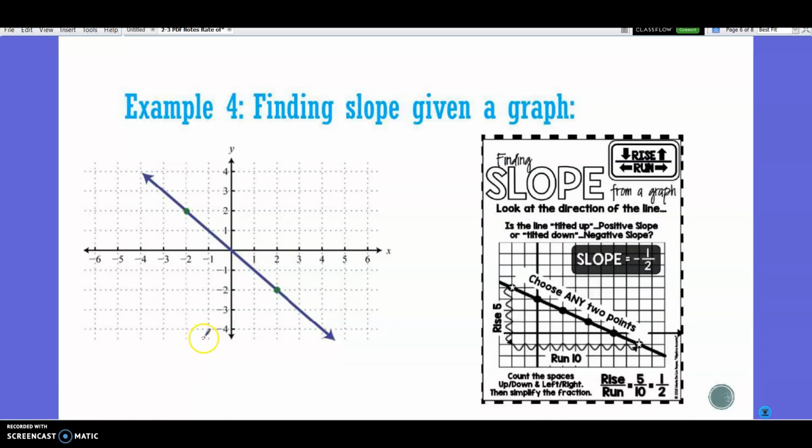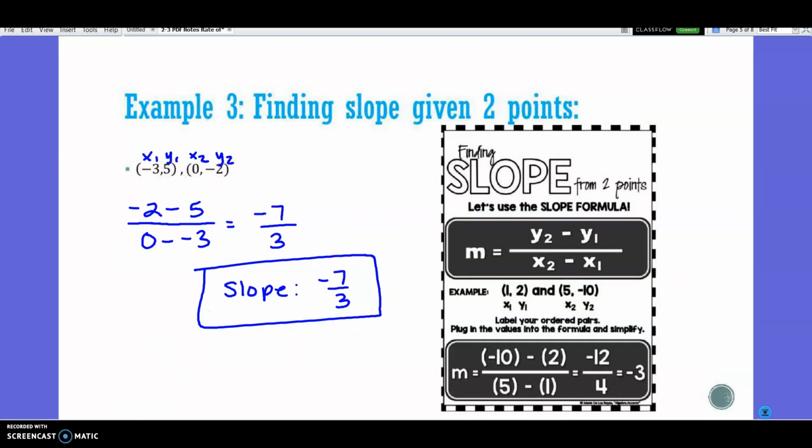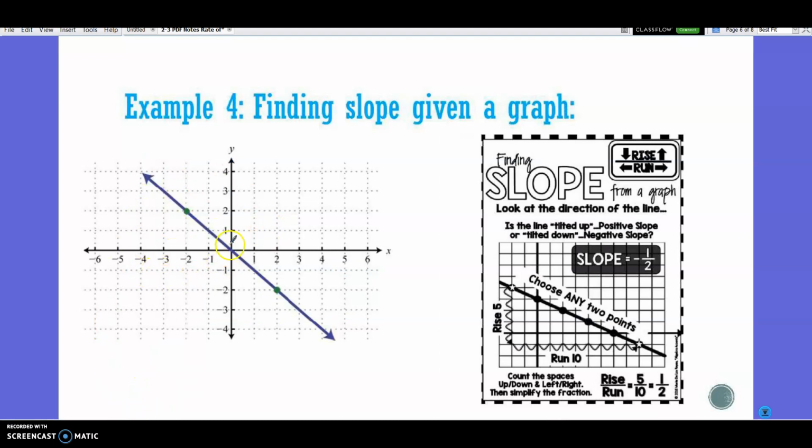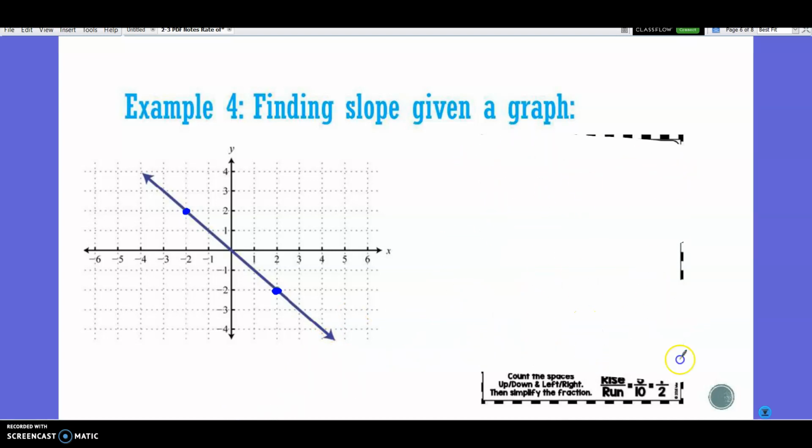Okay. Finding slope given a graph. When you're given a graph, you're going to do the same thing. You're going to find 2 points. So instead of being given written points, you're going to just choose your own points anywhere on that line. I would choose points that land in the corner of a square on your graph. So here and here, you can do those two. You can do any two. But we're going to do the same thing.